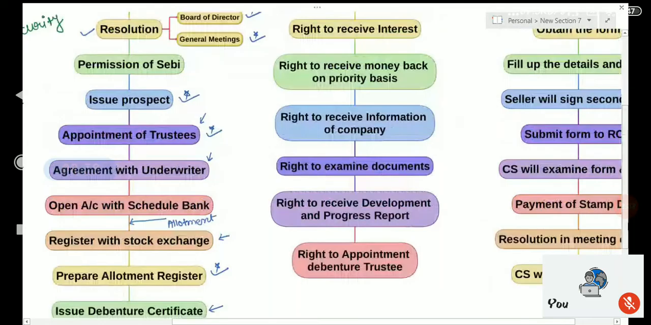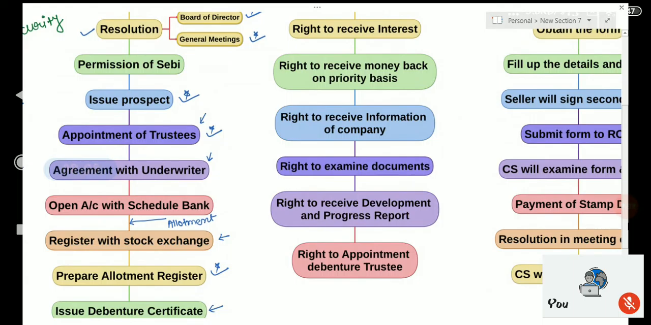First of all, the company has to issue a resolution. Once the resolution has been passed, permission of SEBI, the Securities and Exchange Board of India, has been taken and approved, then after that the prospectus is issued. Now the company has said to the public that we are going to issue the debentures. If you are interested, then kindly accept our issue.